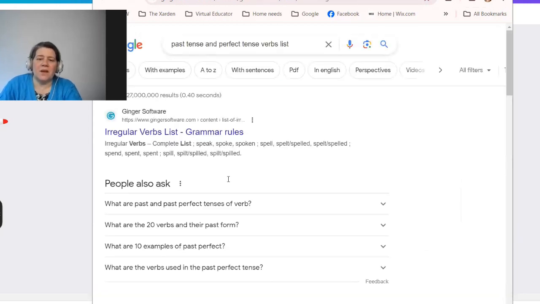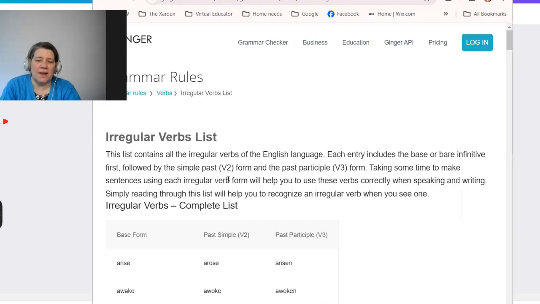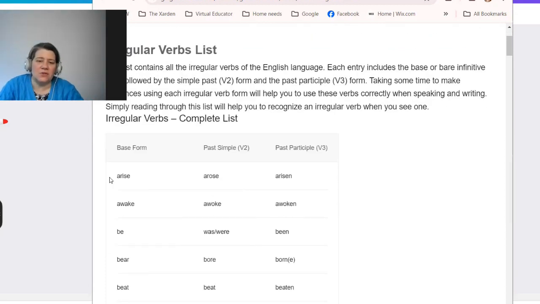Okay. And I just chose the top one because usually Google, the algorithm, makes it go to the top. Okay, so you just have to Google it. We have arise, arose, arisen. What's the past participle? Arisen.